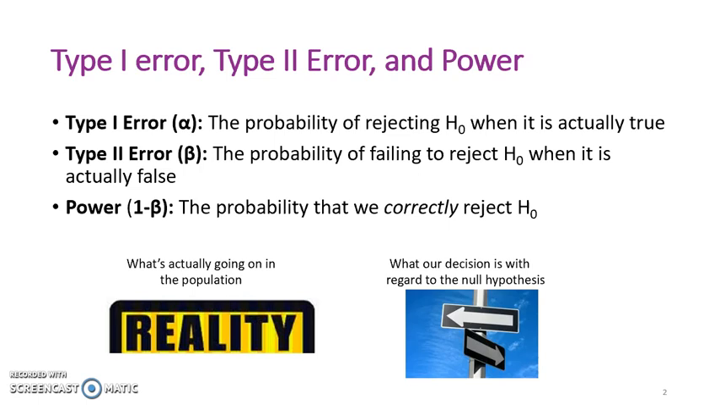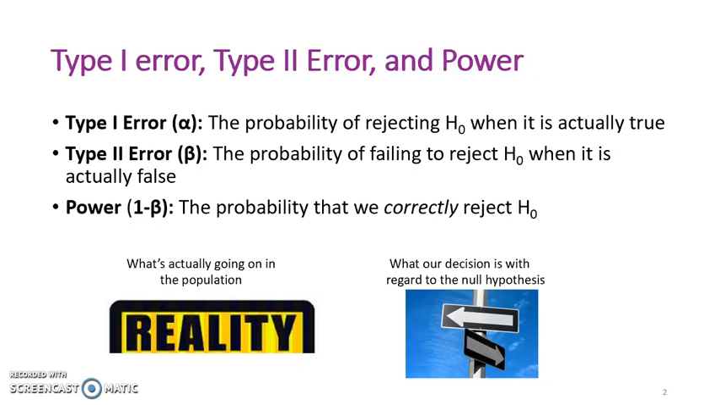Here are three important concepts related to this choice in the context of significance testing. Type 1 error is the probability of rejecting the null hypothesis when it is actually true. This is making a decision that there was an effect in the population when there actually was none. Type 2 error is the probability of failing to reject the null hypothesis, or retaining the null hypothesis, when it is actually false. This is the probability of determining that there was no effect in the population when actually, in reality, there was an effect in the population.